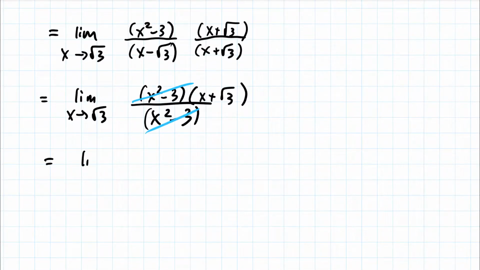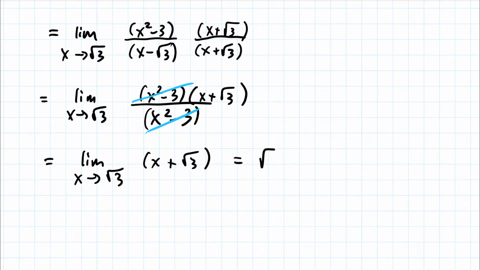So it's the limit as x goes to the square root of 3 of x plus the square root of 3. And now you can just see that converges to the square root of 3 plus the square root of 3, which is twice the square root of 3.